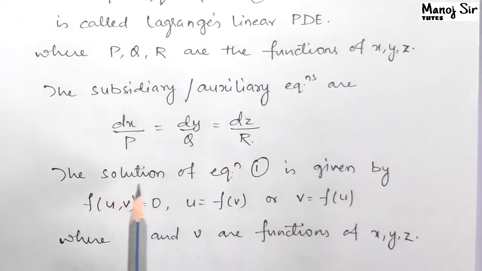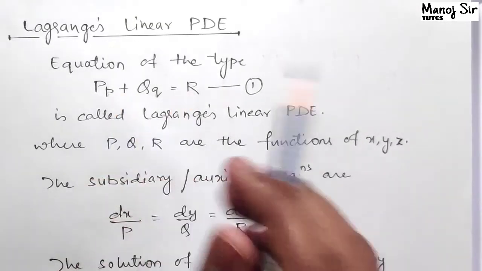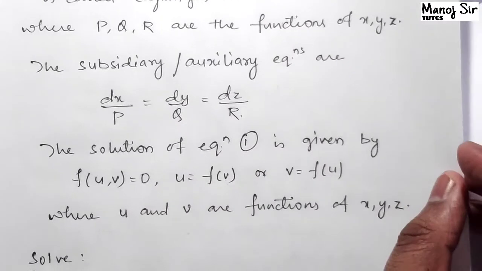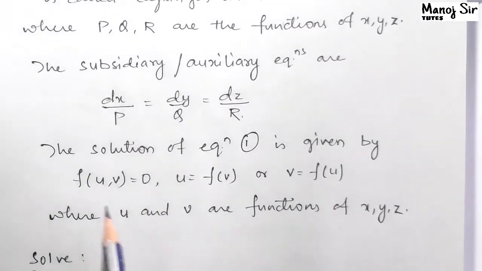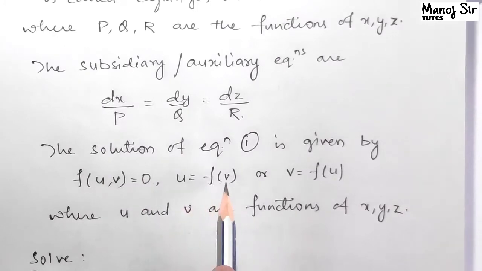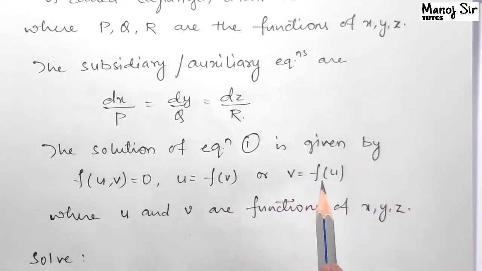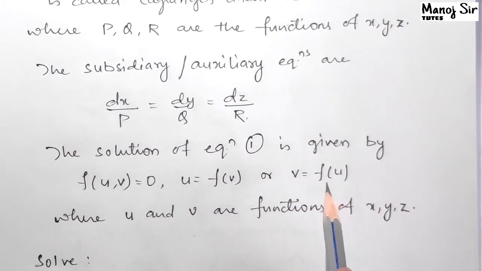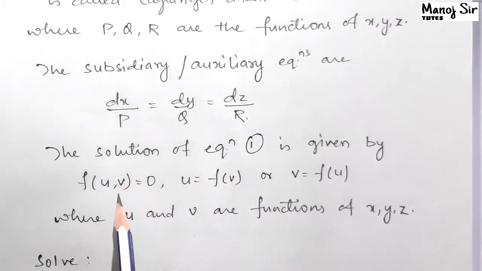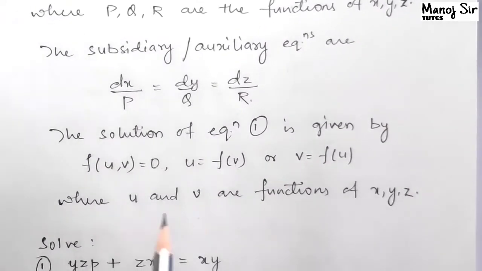We can say the solution of equation 1, that is this Lagrange's linear partial differential equation, is given by f of u comma v equal to 0, or you can say u equals f of v, or v equals f of u. You can write the solution of equation 1 in any of these formats, where u and v both are functions of x, y and z.